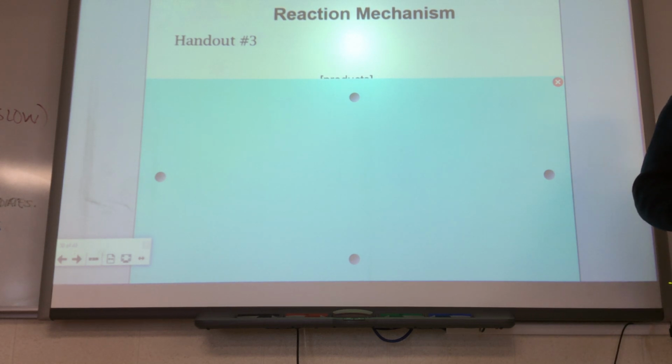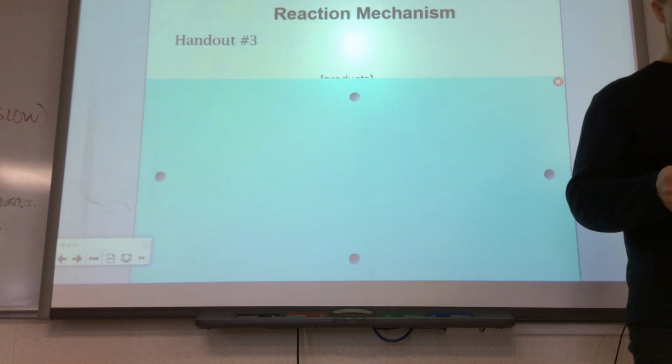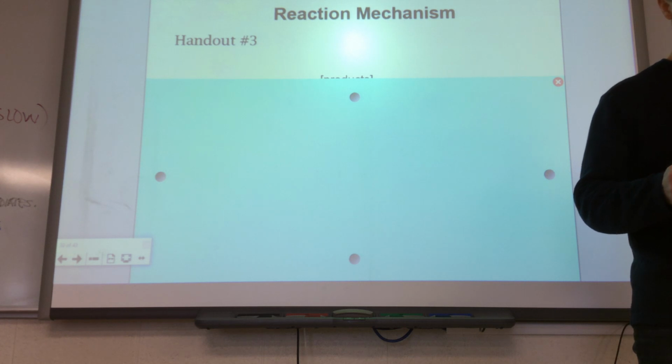Were you able to get the orders of the two reactants? I need a calculator. Oh, you can see it without a calculator. Well, one of them is 1.3 times 10 to the minus 3.